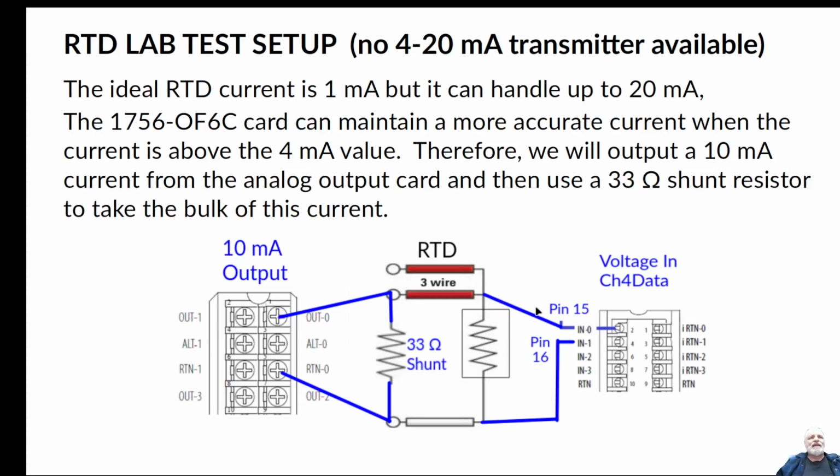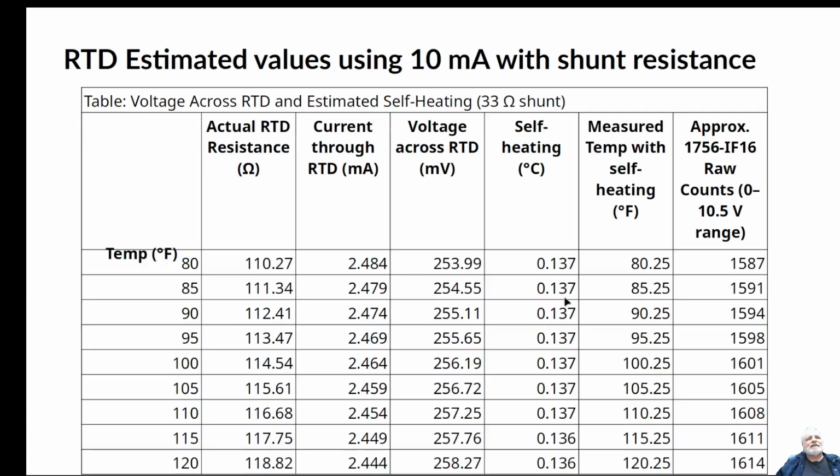If you calculate that, I do that on the other slide here. I actually did these calculations for 80 degrees. Actually, I asked AI, I had Grok do this table for me and calculate this. The actual resistance from 80 to 120 degrees, you can see the estimated actual resistance of the RTD here. So the RTD would have about 2.4 milliamps running through it here.